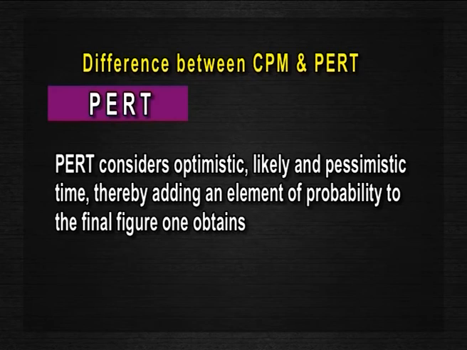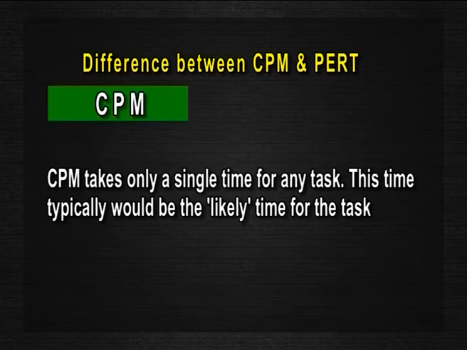PERT considers optimistic, likely and pessimistic time, thereby adding an element of probability to the final figure one obtains. CPM takes only a single time for any task. This time typically would be the likely time for the task.